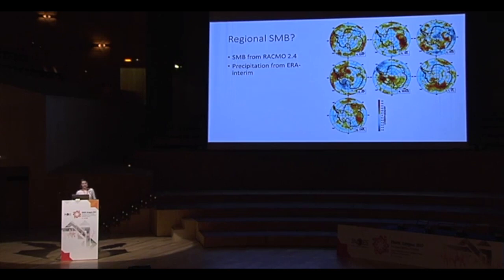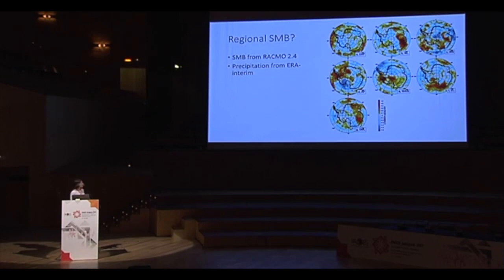But as I said, snow accumulation isn't a direct proxy for precipitation. It takes into account some of the other potential losses. So we also used modeled surface mass balance, which takes into account some of the other processes involved. We used the surface mass balance from the Regional Atmospheric Climate Model, RACMO, version 2.4.